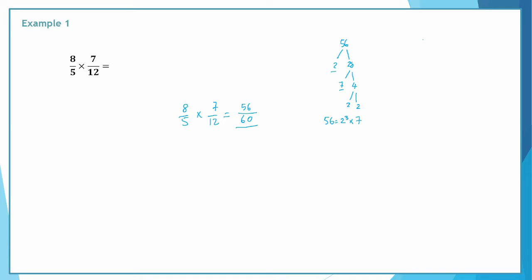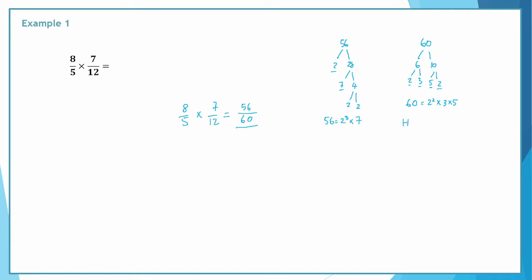We have to do the same with 60 now. So 60 breaks down further into 6 and 10, because 6 times 10 is 60. 6 breaks down further into 2 and 3. Well, these are prime, so we leave them as is. 10 breaks down further into 5 and 2. Prime, so we leave them as is. So 60 is 2 squared times 3 times 5.